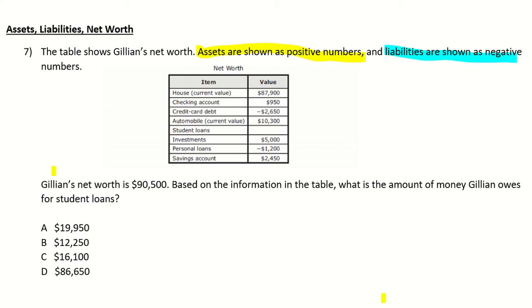Jillian's net worth is $90,500. Based on the information in the table, what is the amount of money Jillian owes for student loans? There's going to be several steps, so follow along on everything that I do.